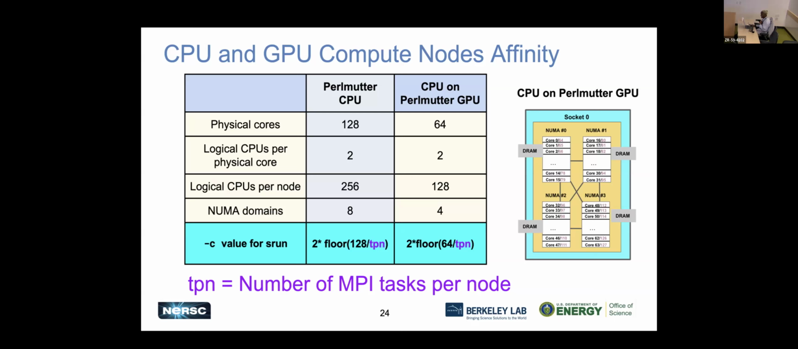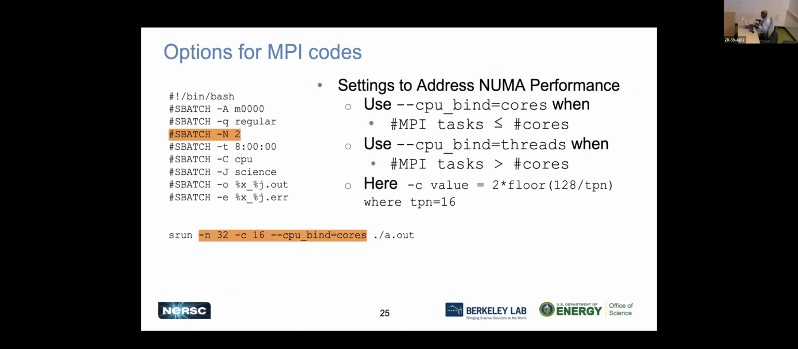So, understanding the C value for your srun and the TPN, which is the number of MPI tasks per node, you would take 2 times that 4, or 128, over the TPN that you need.